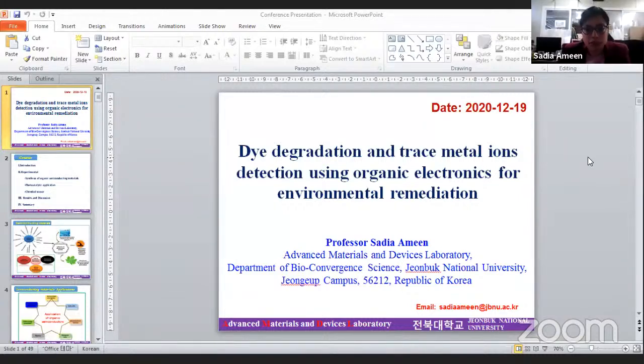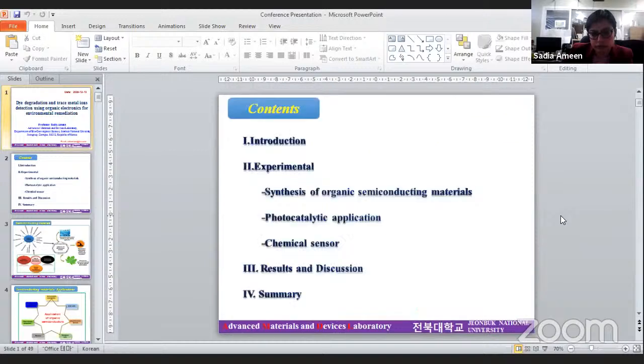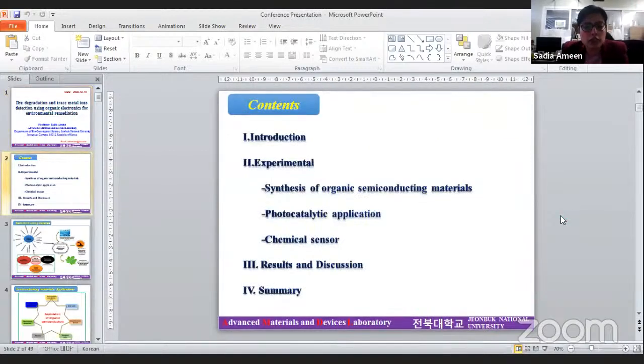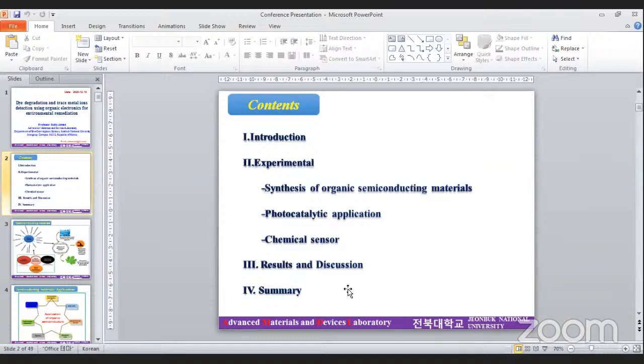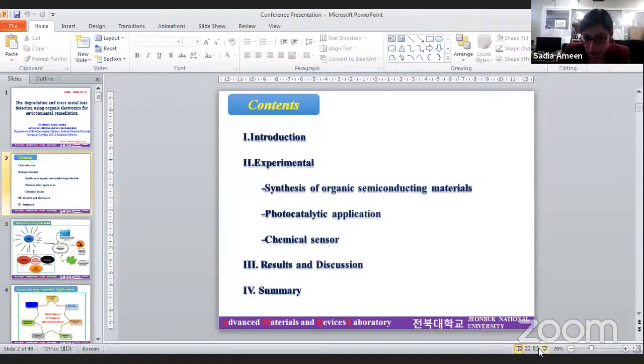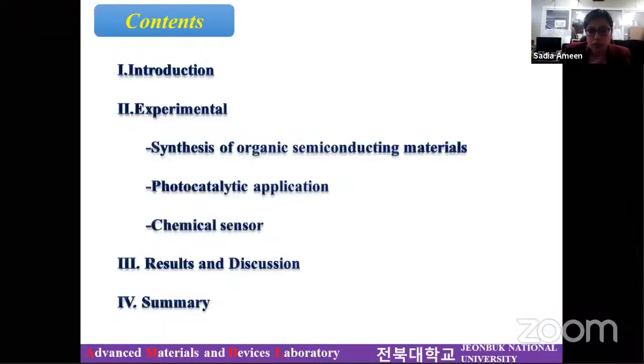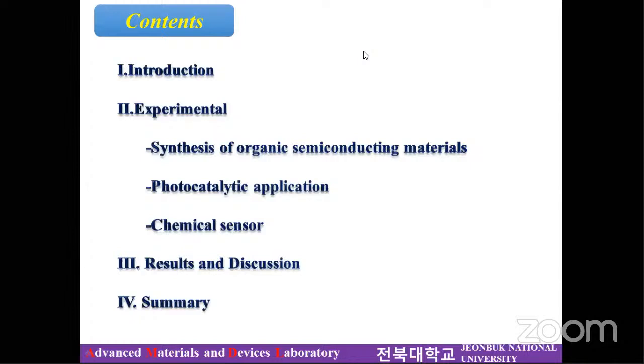So, let's start my today's discussion, and it is about the dye degradation and the trace metal ion detection using organic electronics for environmental remediation. These are the contents of my today's talk. I would be talking about the synthesis of organic semiconductors, which are also called organic electronics. Excuse me, ma'am, can you click slideshow to go to full screen mode? Yes, sure, please. Wait a minute. Thank you.